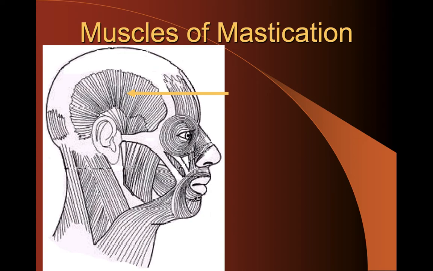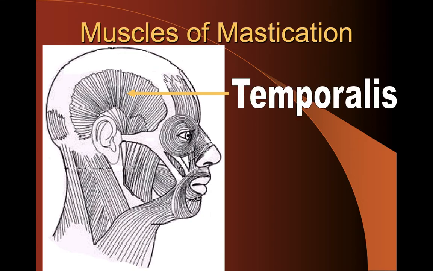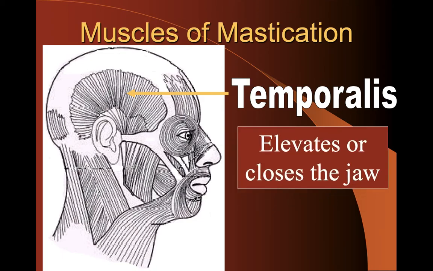Another muscle of our head, the temporalis, is named for the temporal bone, and it's a synergist for jaw closure. It helps you close your jaw. It helps you chew. So it helps the masseter.